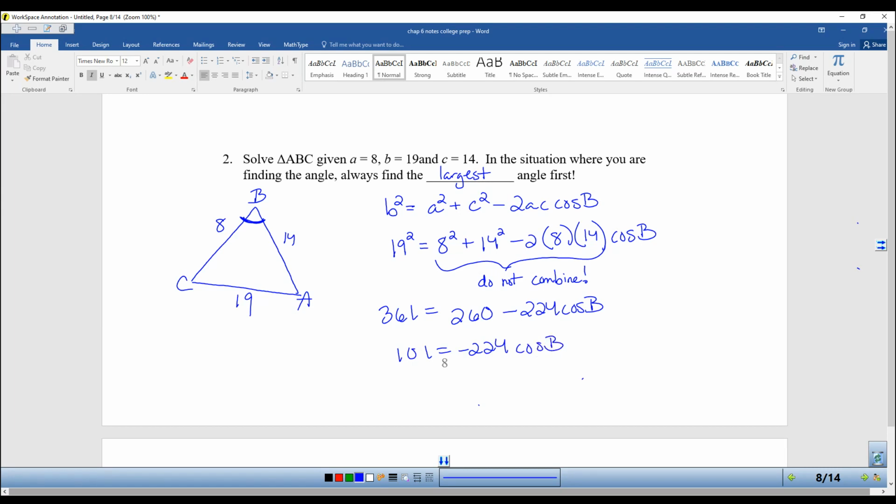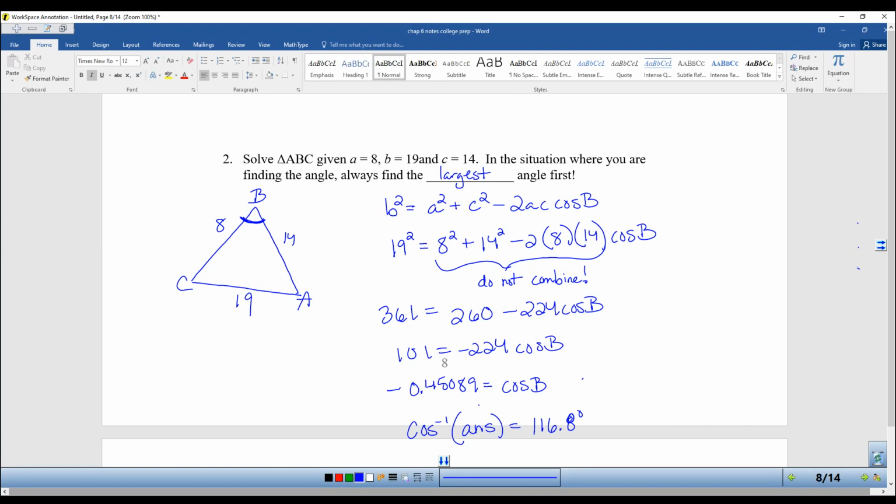Divided by negative 224, gives me negative 0.45089. I don't actually expect you to have all those numbers written out, but this is your most recent answer on your calculator. So I'm going to do inverse cosine of answer. Make sure your calculator is in degrees, and that will give me 116.8 degrees.